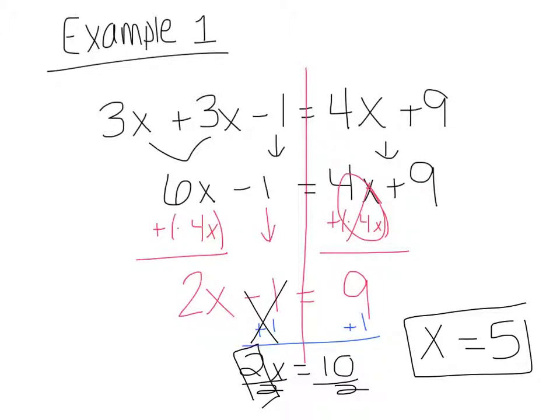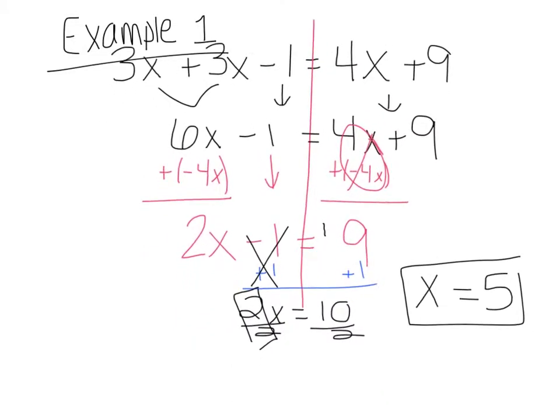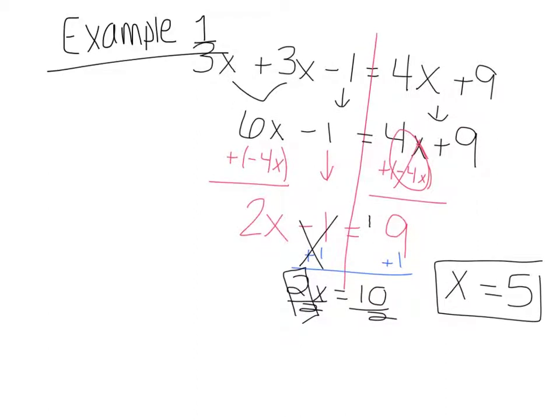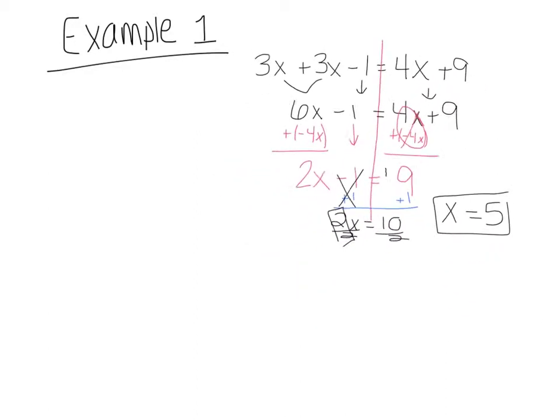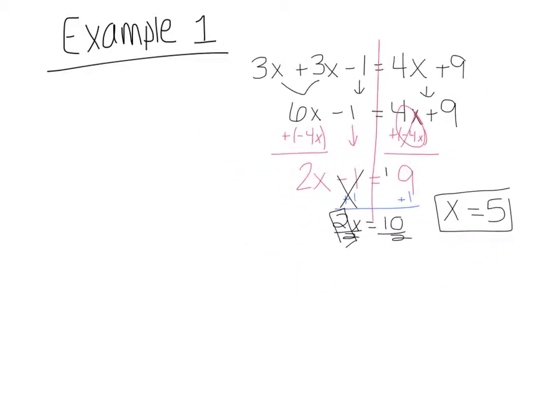Now we need to check it. Let me see if I can slide this up here, sorry, bear with me. Here, we'll shrink that down. I need to check it and see if my answer works. So to do that, I'm just going to take this answer of x equals 5, and I'm going to put 5 into my original equation everywhere I see x, and then simplify and see if the left side of the mat equals the right side of the mat.